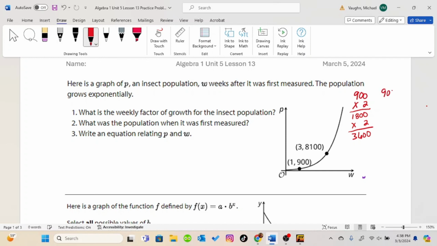Now let's try 3. 900 times 3 is 2,700. And 2,700 times 3 is 8,100. So, for number 1, the weekly growth factor is 3.